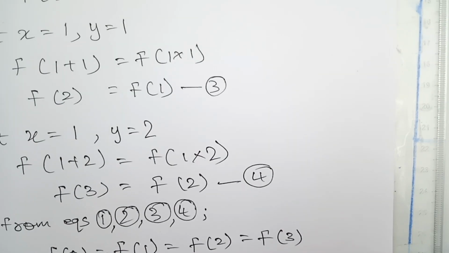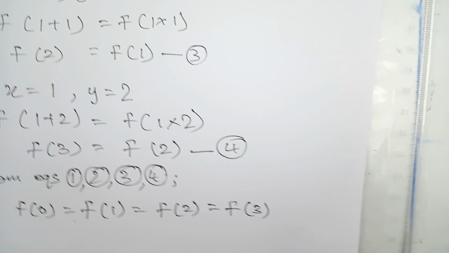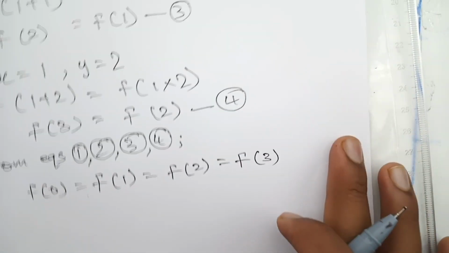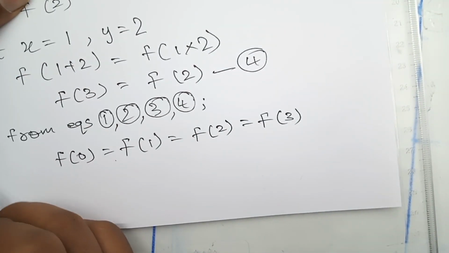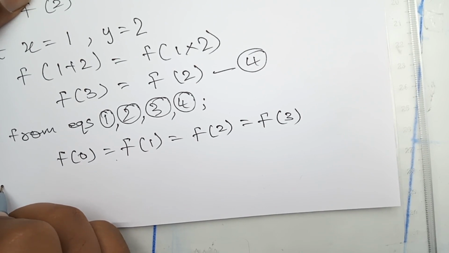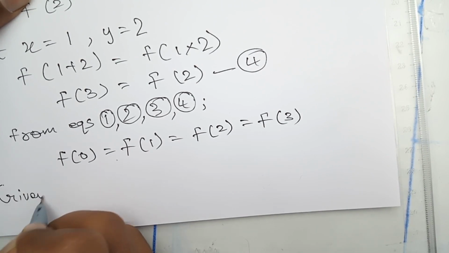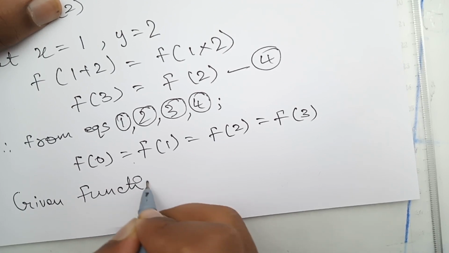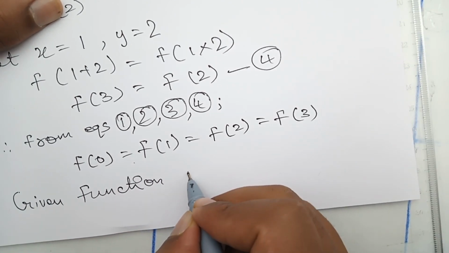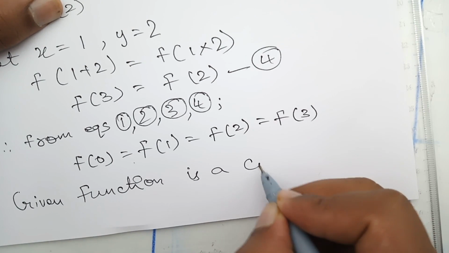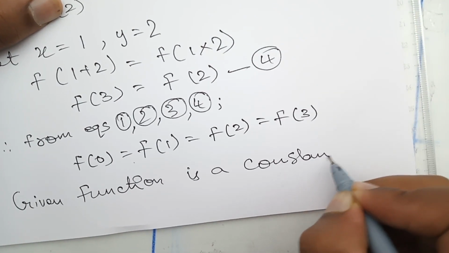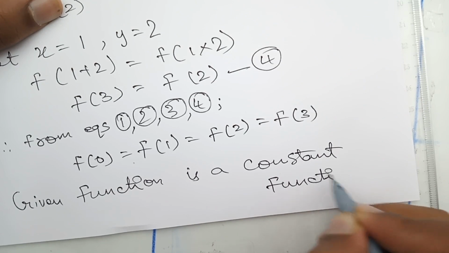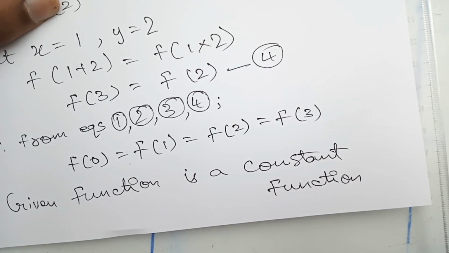Now we can conclude totally that the given function is a constant function. So now we have completed the seventh problem.